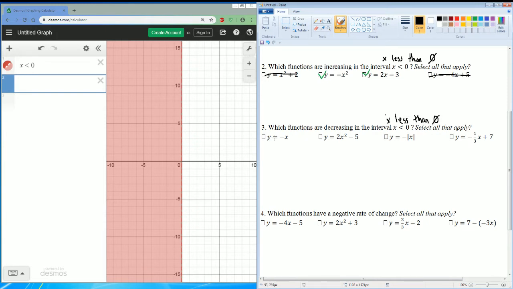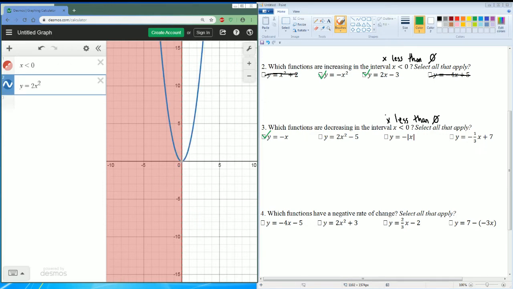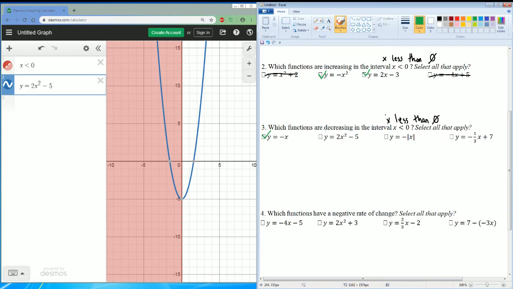And this is when y equals negative x. Is that decreasing? Is it going down? Yep, this works. Good job. Next one, y is equal to 2x squared minus 5. Is that decreasing? Goes whoop, whoop, whoop, whoop. Yep, it is going down. So yes, it is decreasing.